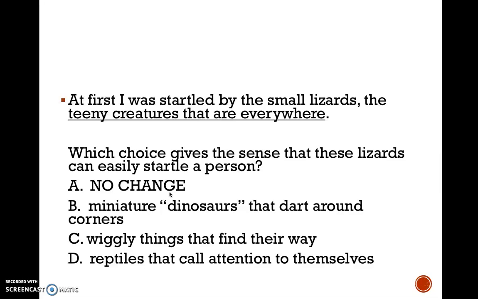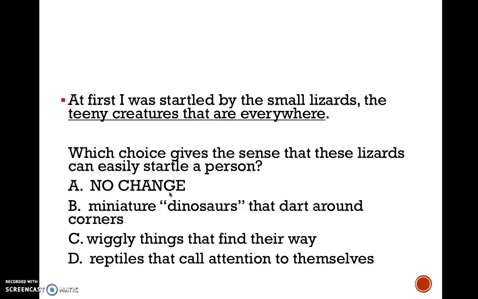Here is another one. At first, I was startled by the small lizards, the tiny creatures that are everywhere. Then they give us extra information. Which choice gives the sense that these lizards can easily startle a person? How do they easily startle a person? Well, which one of those answer choices sounds startling? Teeny creatures that are everywhere? Teeny almost sounds cute, so probably not that. What about B, miniature dinosaurs that dart around corners? That sounds kind of terrifying to me, miniature dinosaurs darting around corners.